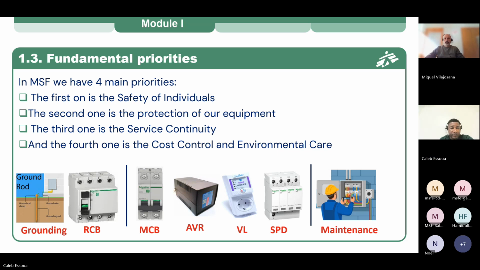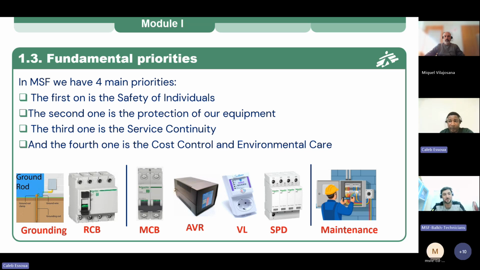Yep. Sorry, sir, I have a few questions regarding these things, because I'm facing these challenges every day. In our project, we have a generator and also grid power. In the beginning, we have a big regulator installed in the system. Is it three-phase or single-phase? It is a three-phase regulator.